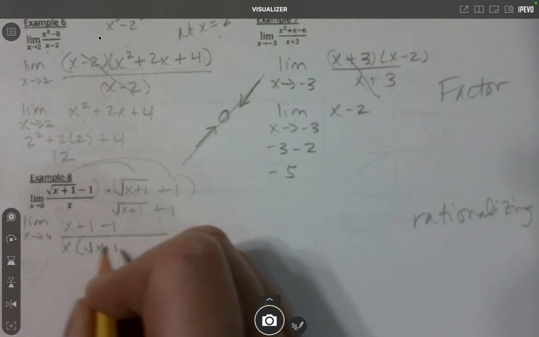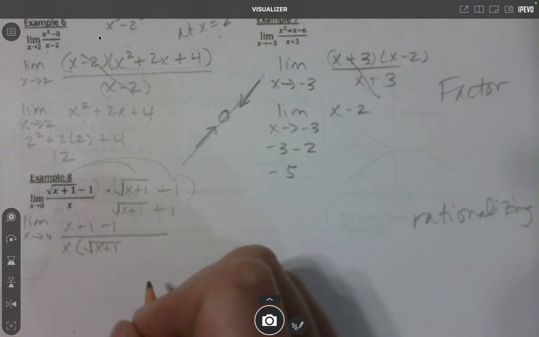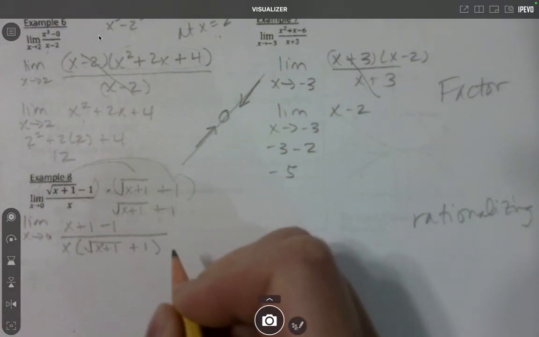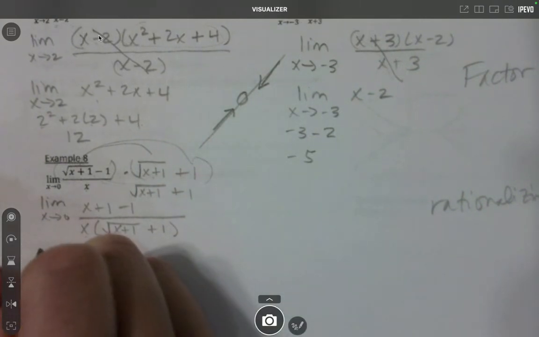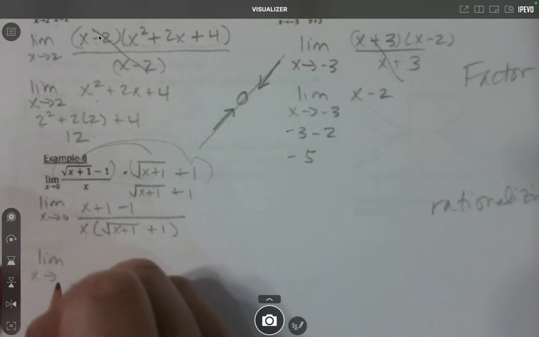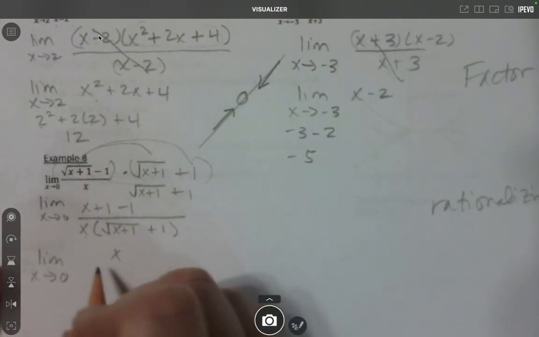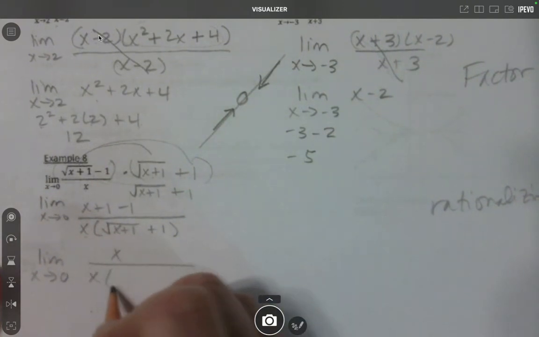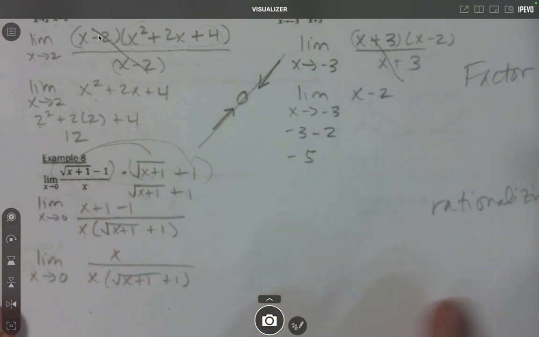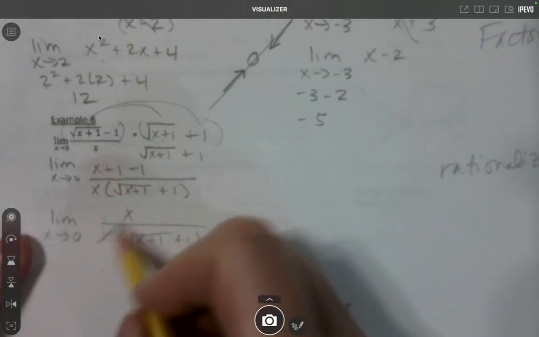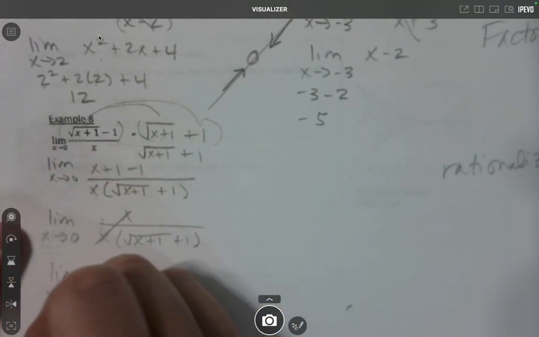You never want to distribute that into the denominator, because our goal is to cancel that x out basically. So I'm left with x in the numerator, x times all that stuff in the denominator. So we can kind of see where this is going. Our factor of x is gone, and my numerator will have a 1.